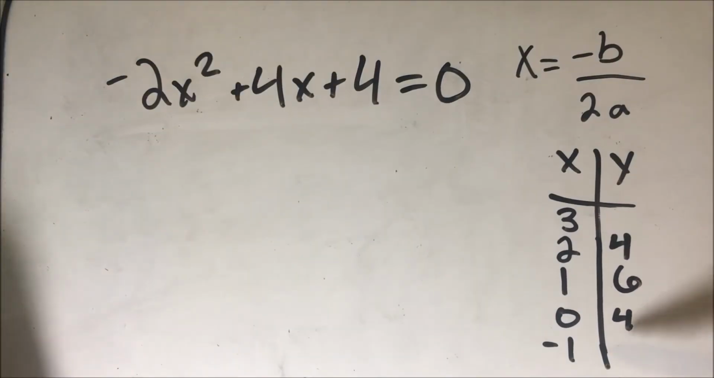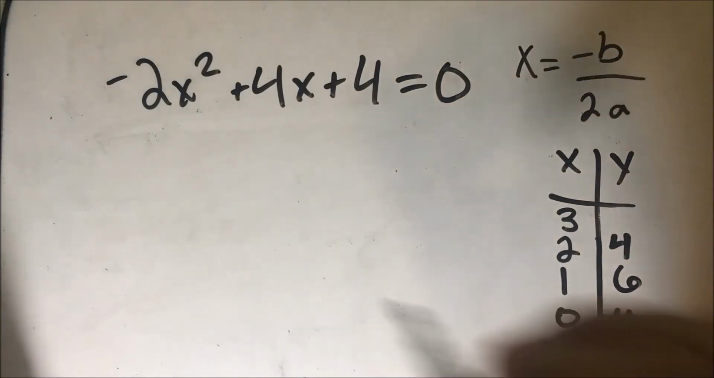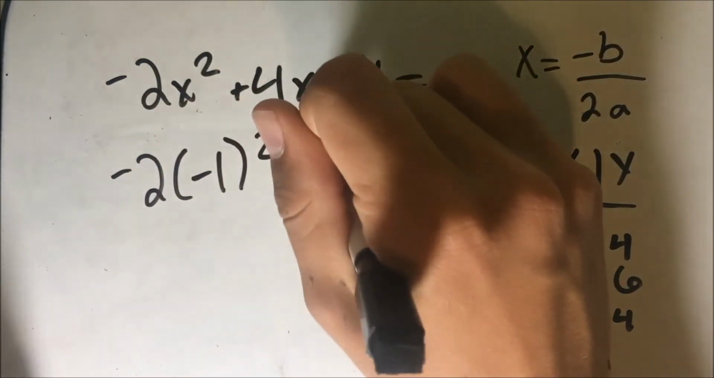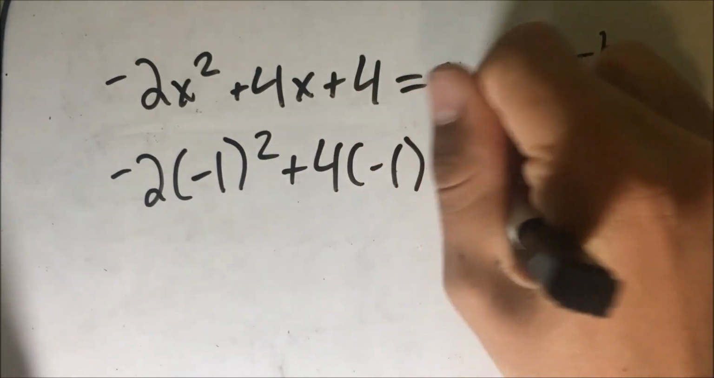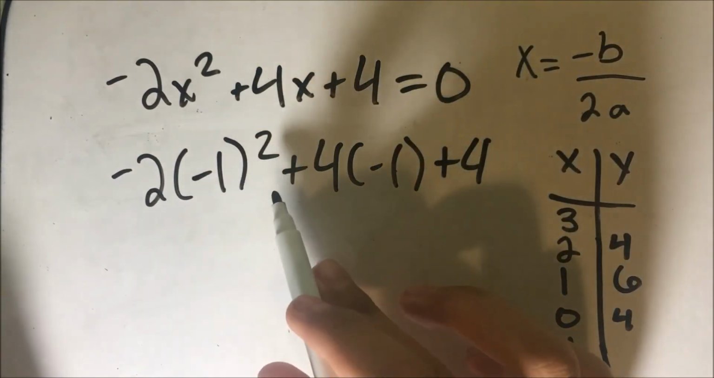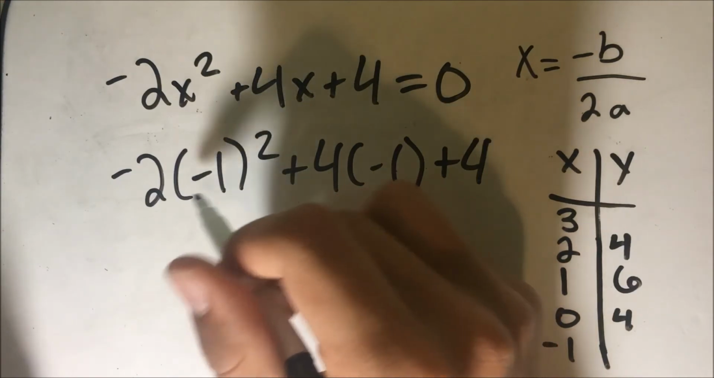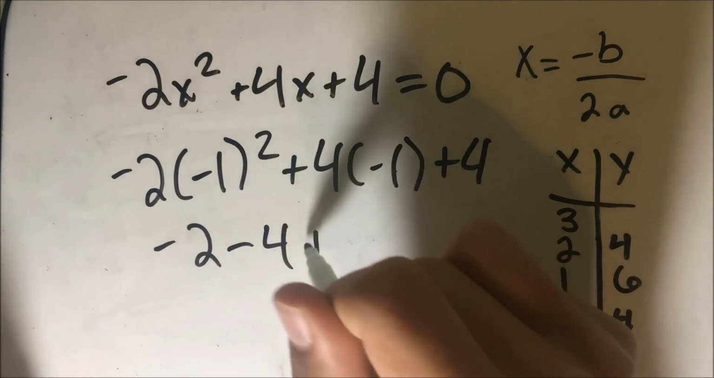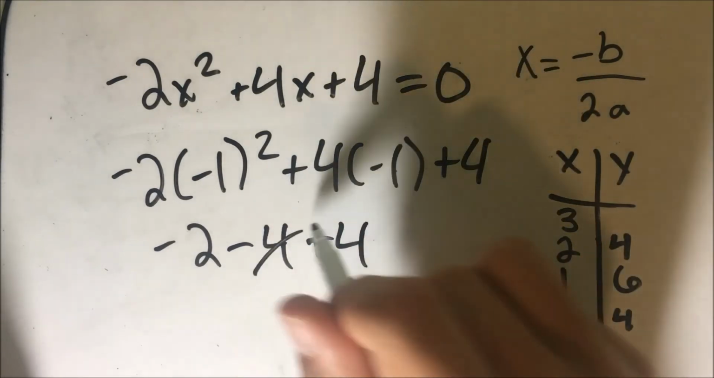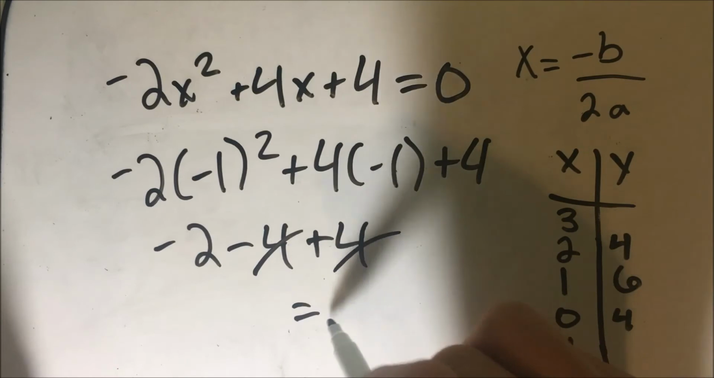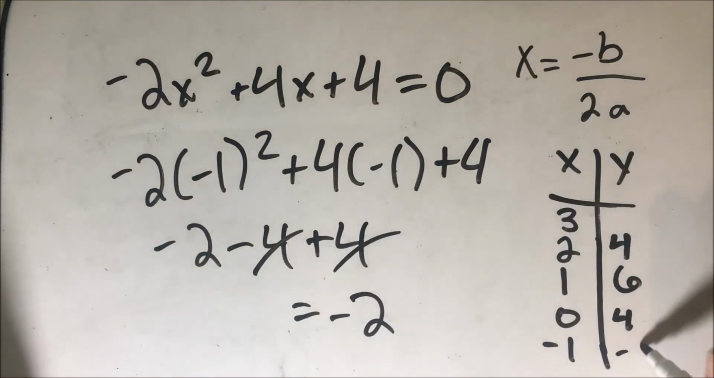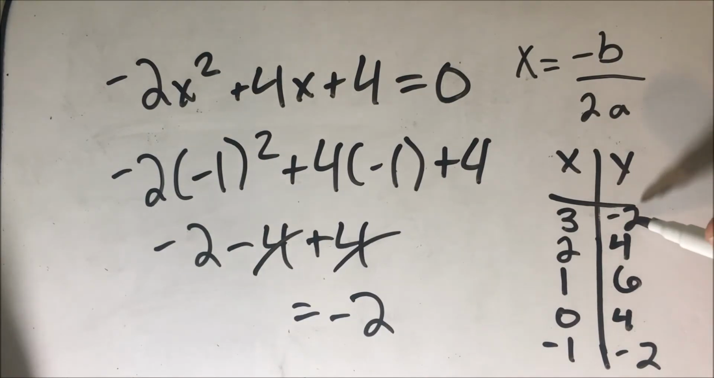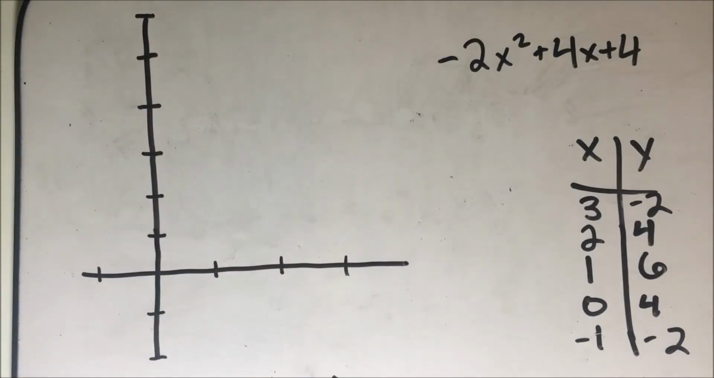Now the last x value we're going to have to plug in, I'm going to choose negative 1. So we're going to plug that in, negative 2 times negative 1 squared plus 4 times negative 1 plus 4. So negative 1 squared is just 1. And you multiply that by negative 2, so that's just negative 2 minus 4 plus 4 again. And then these 4's cancel out, and you're left with just negative 2. So you're going to put negative 2 for the y value here, and that way you know it's also negative 2 for the 3. Alright, it's graphing time.